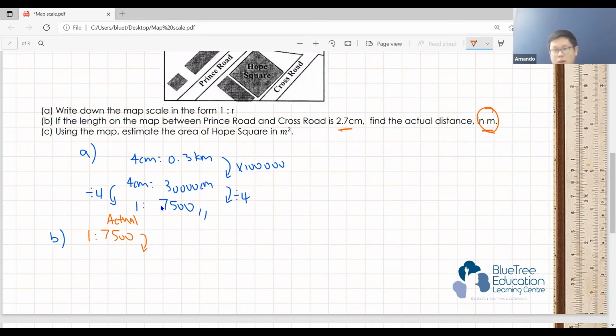And that means I want to convert my 7,500 cm into meters by dividing by 100. Right now, when you change from cm to meters, the number should become smaller. So it should be a division. Yeah? So it's 75 meters on the right hand side. On the left hand side is still 1 centimeter.